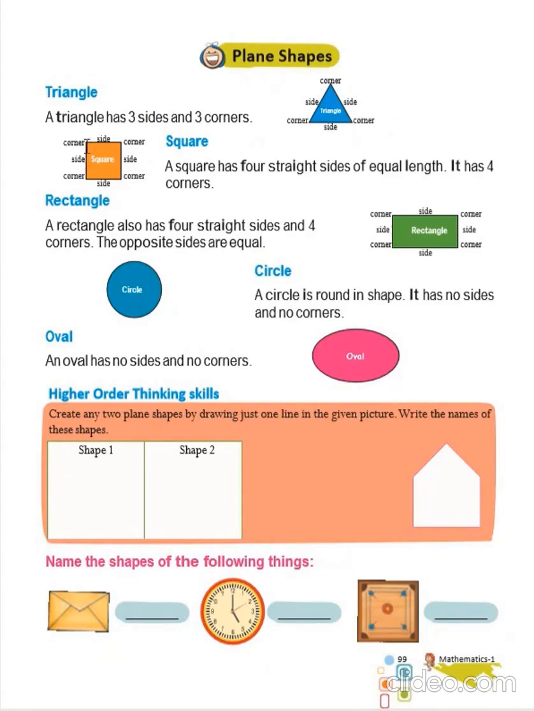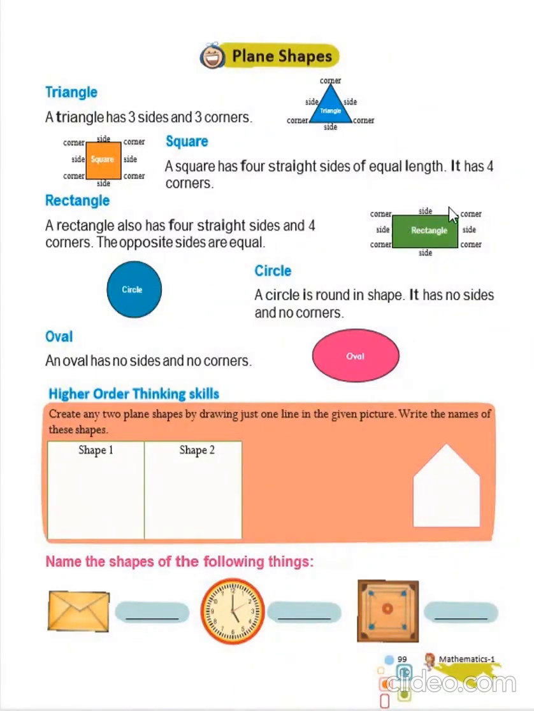Now, come to this square. How many sides are there? 1, 2, 3, 4. A square has 4 sides and the length of these 4 sides are equal. Now look at the corners. 1, 2, 3, 4. A square has 4 corners.